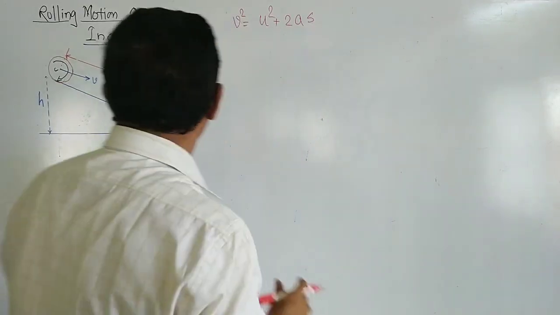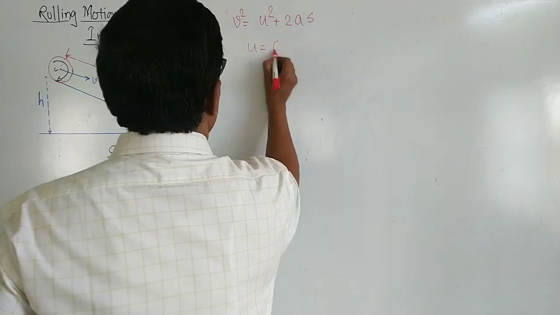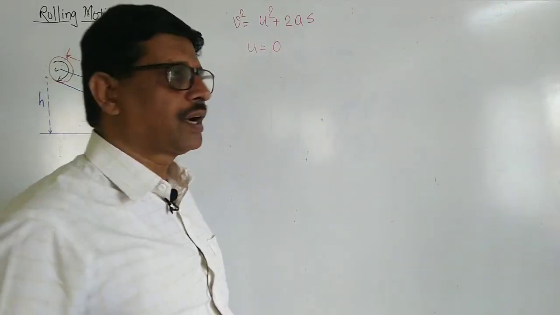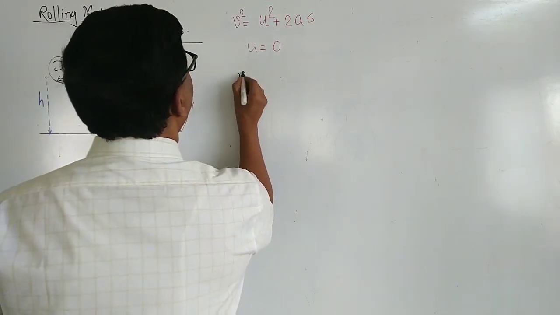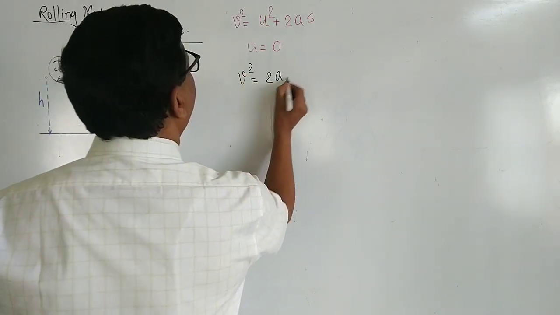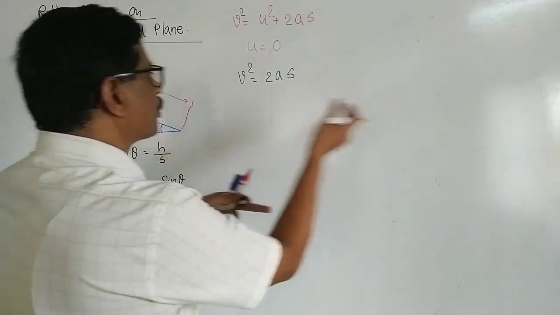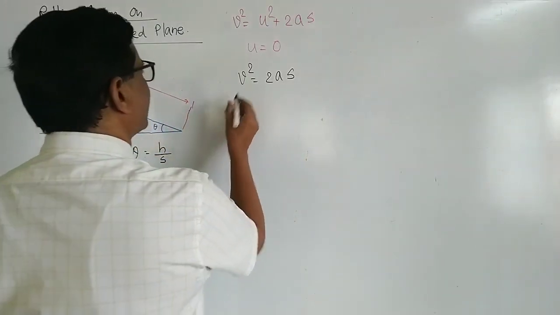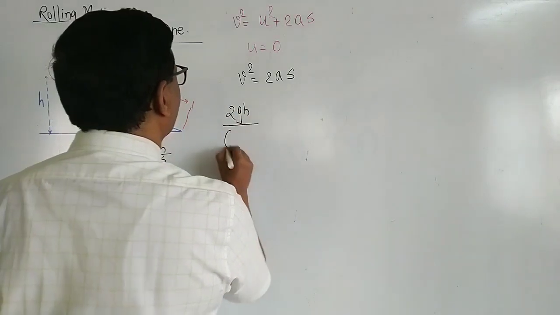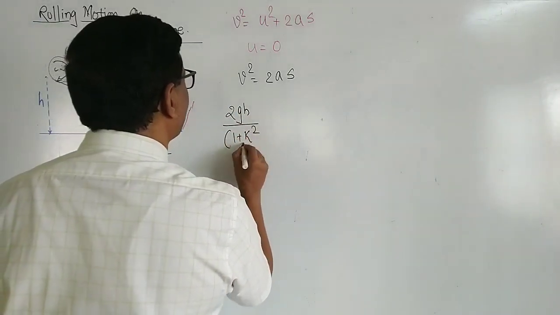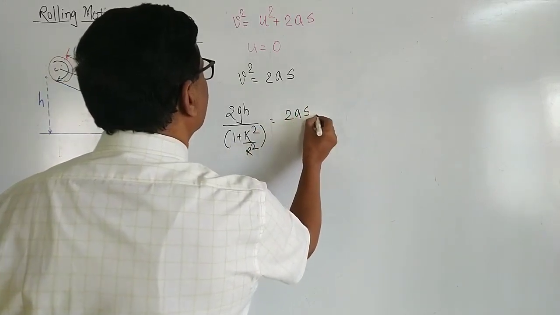We know that the body which is released from height h on the inclined plane has initial velocity 0, and hence I will write this equation as v square is equal to 2as. Just before this, we derived an expression for v square, that is 2gh divided by 1 plus k square divided by r square, which is equal to 2as.